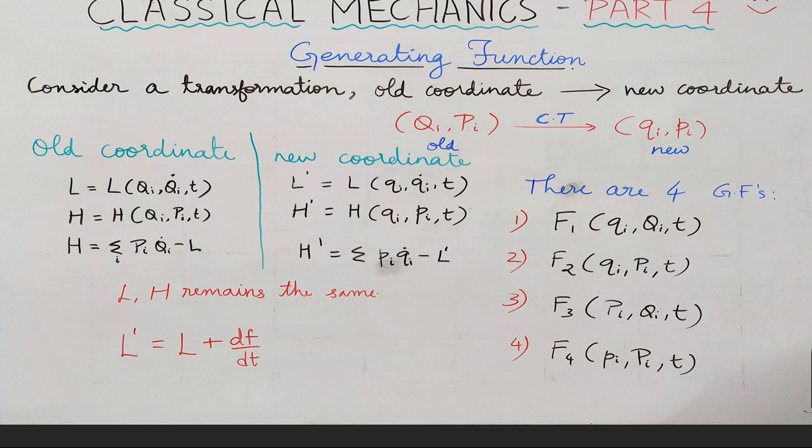So there are four generating functions, and you have to remember these four generating functions and their dependencies. That is, if f1 is dependent on q1 and capital Qi. So similarly, you have to remember all these functions on which our generating function depends. And if we see, both Lagrangian and Hamiltonian remain the same even after the transformation. And also the new Lagrangian changes only if our generating function is dependent on time.